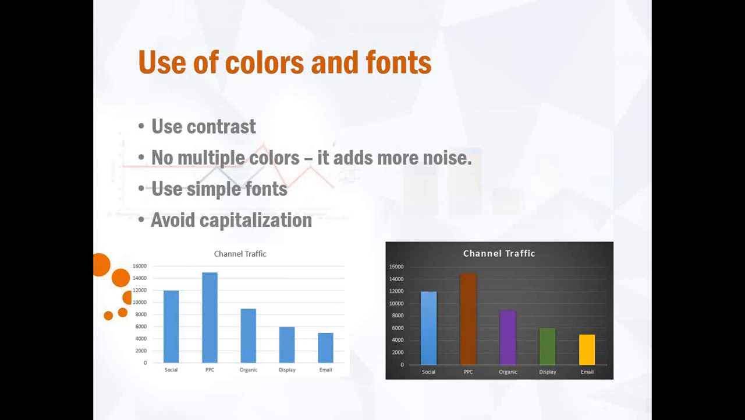Use of colors and fonts. So if we look at two figures, one on the left side, one on the right side, those two figures are absolutely the same. The only difference is the color. On the right hand side, I've used 5 colors for bars, and on the left hand side it is only 1 color. So it is recommended that you should only use single colors, because the more colors you use, the more noise it creates. So the chart on the left hand side looks very simple, easy to understand. And the contrast ratio on the left chart is really good, and if you compare that with the right chart.